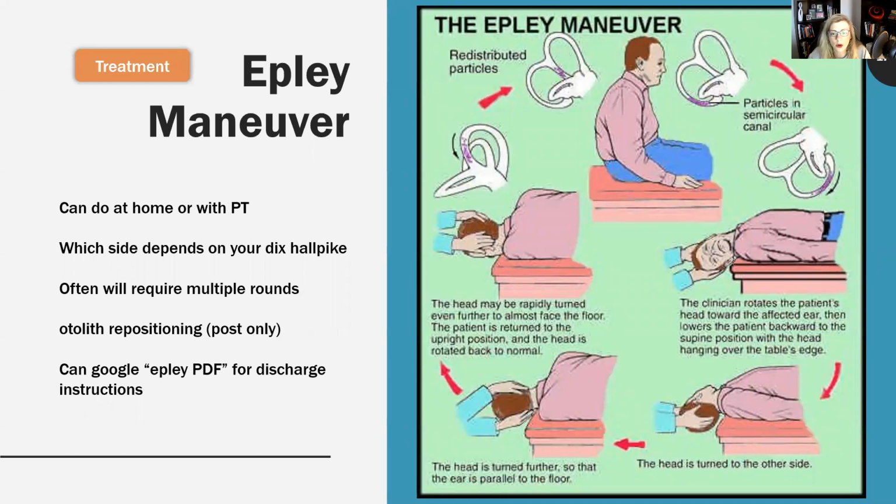Now, which side you go will depend on which side the Dix-Hallpike was positive. And the good thing about this is, while you can do this once in the emergency room, most likely they're going to have to go home and do it again. It's important that you tell patients that some patients do get better with the first time, but often patients require 2, 3, even 4 times before they get better, which is why I like to Google Epley PDF and send the patients home with a picture graph of an explanation of how to do this at home for themselves.